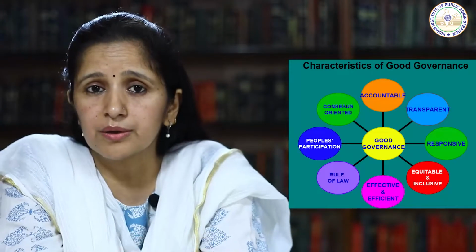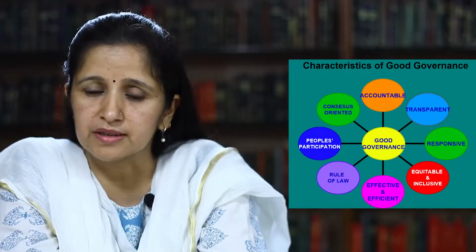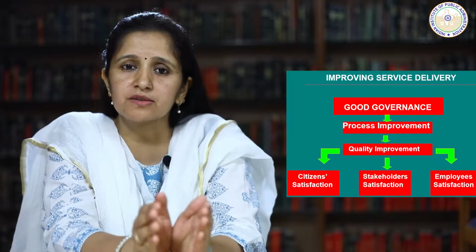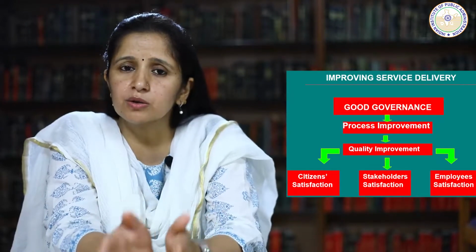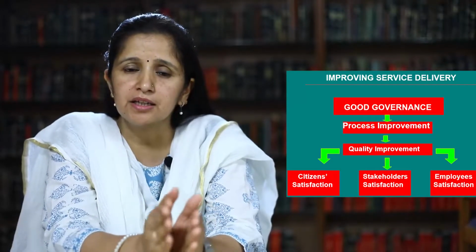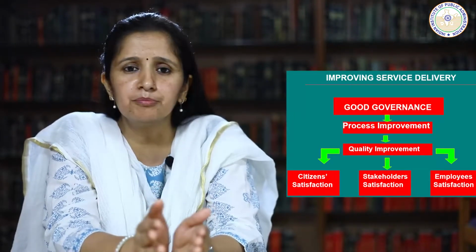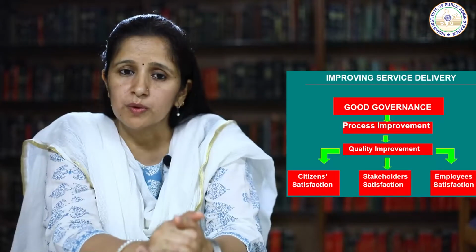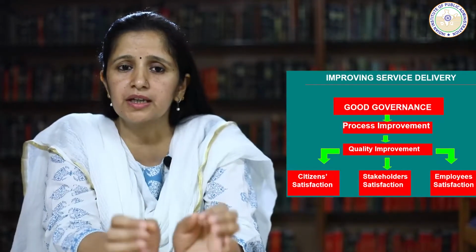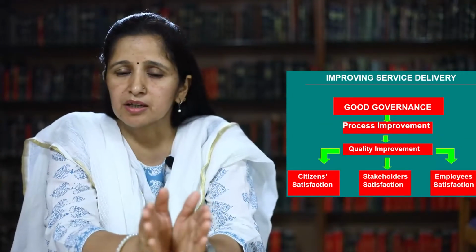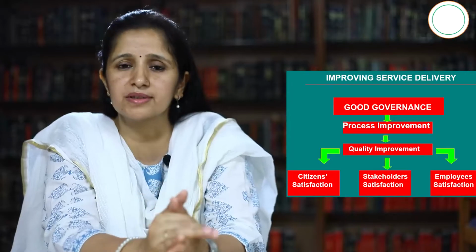Now these all connote the basic characteristics of good governance, and the basic aim is proper service delivery. For proper service delivery and to improve service delivery, good governance is very, very important. Now, what does good governance connote? It basically improves the process. Once the processes are improved, the quality improvement is obvious, which is basically focusing on three important parameters, that is, citizen satisfaction, stakeholder satisfaction and employee satisfaction.